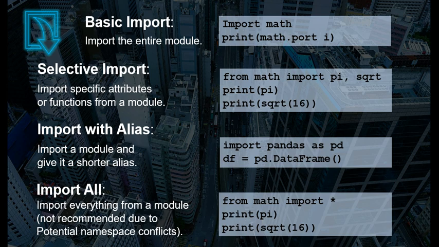There's the import with alias. When we have a third-party library that has a long name and we want a shorter name to use in our program, we can import with an alias. Import pandas as pd, and then we use that pd wherever we need it.